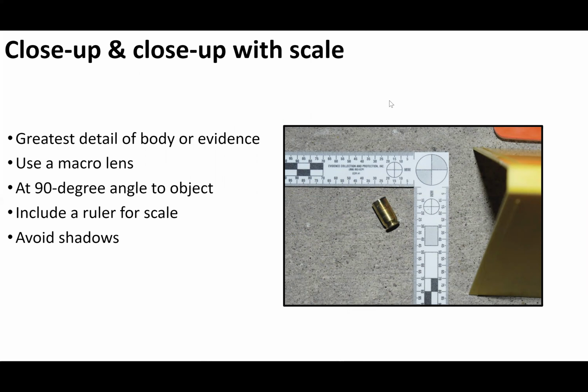Close-up photographs you need to take with a scale, right? They show the greatest detail of the body or evidence. You use a macro lens at a 90-degree angle to the object, include a ruler for scale, and avoid shadows. So here's an example. That's another thing you don't see on TV, right? They don't specifically go to a 90-degree angle to the object, always use a scale. Those kinds of things are not shown in TV shows.